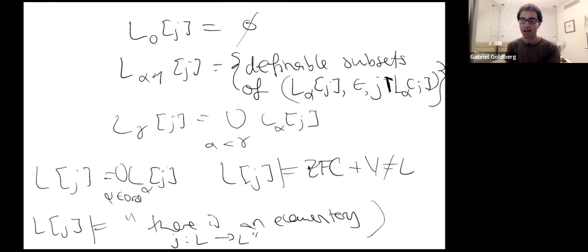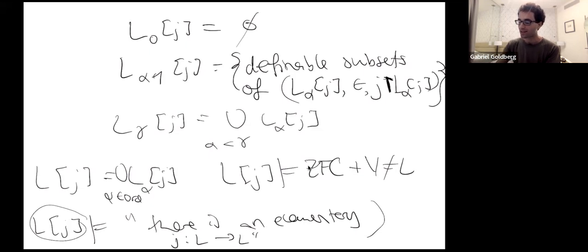And L of J will be the minimum model of ZFC that satisfies this principle. So if you have any model of ZFC that contains all the ordinals and satisfies that there is an elementary embedding from L to L, then it will be equal to, or it will contain, L of J.